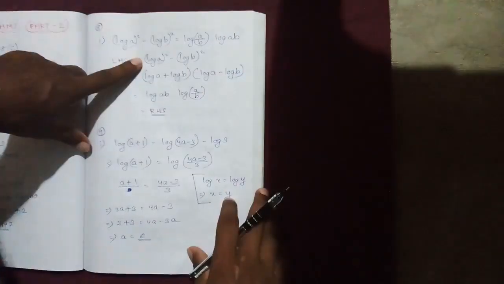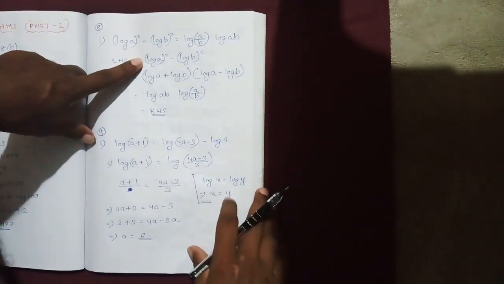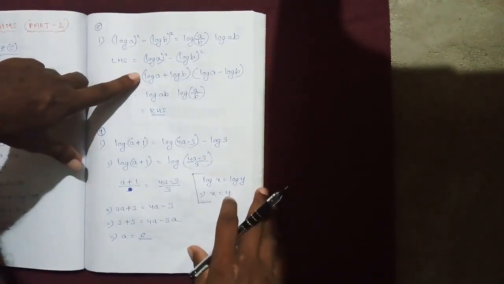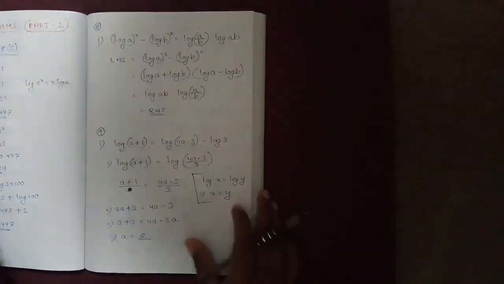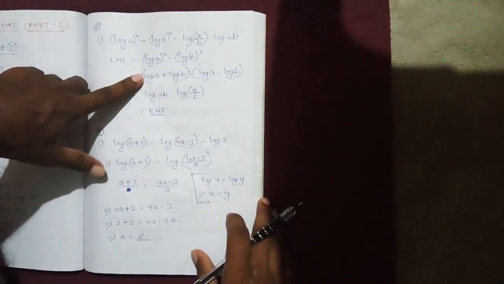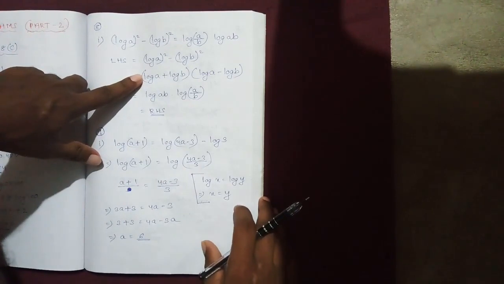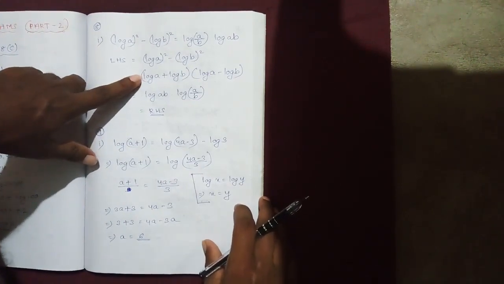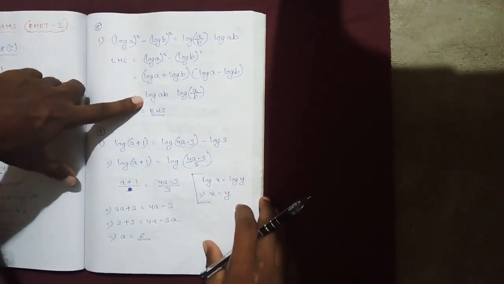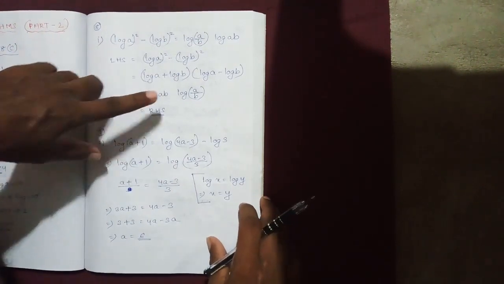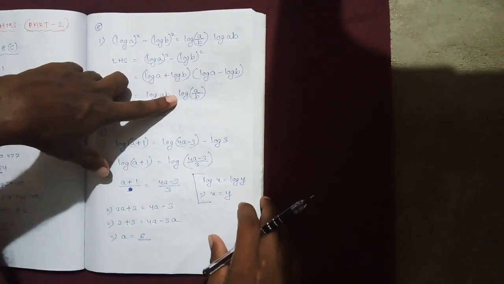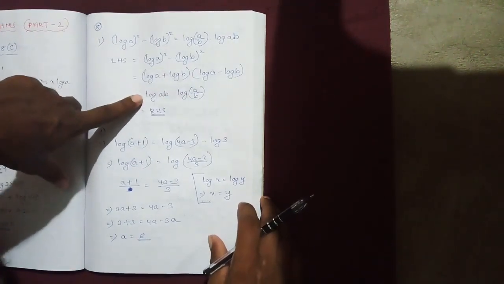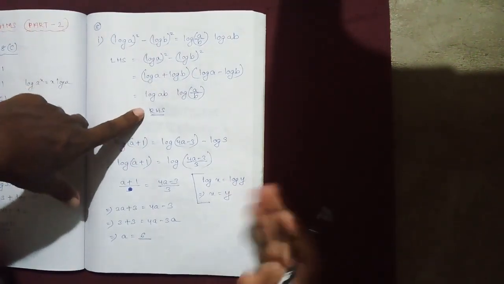(Log a) whole square minus (log b) whole square is in the form of x square minus y square, so x plus y into x minus y. So (log a plus log b) into (log a minus log b). Now log a plus log b is equal to log ab using product law of logarithm. Then log a minus log b is equal to log a by b using quotient law of logarithm. So log ab into log a by b, which is RHS, hence proved.